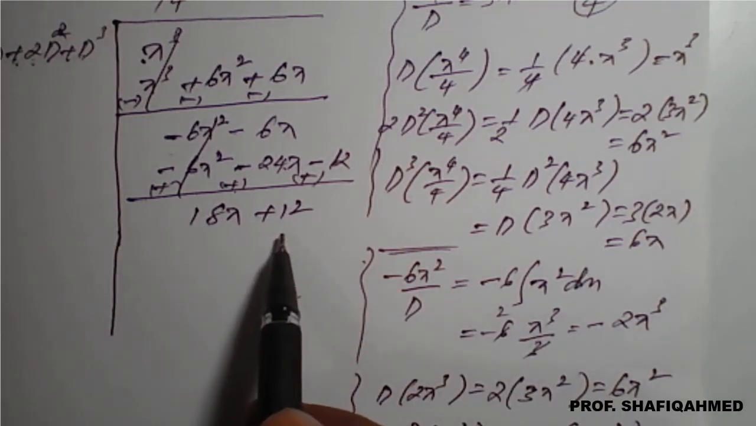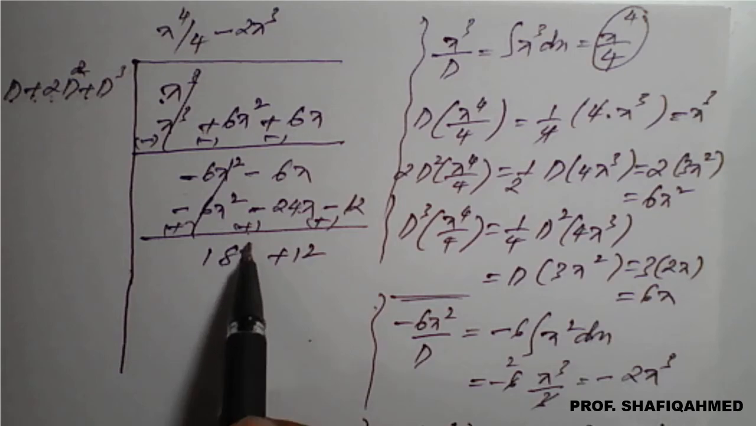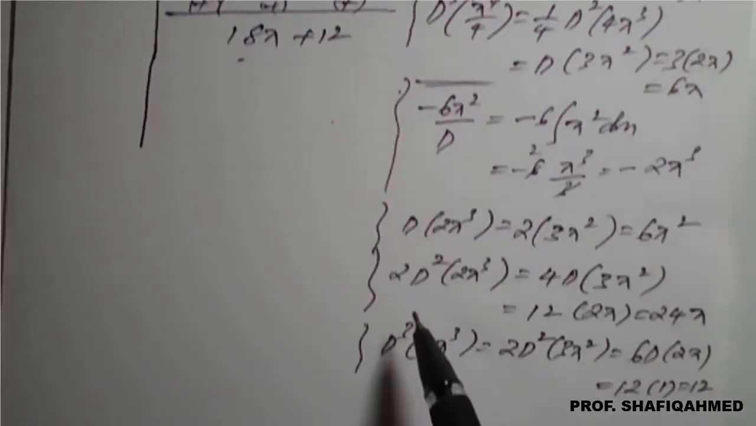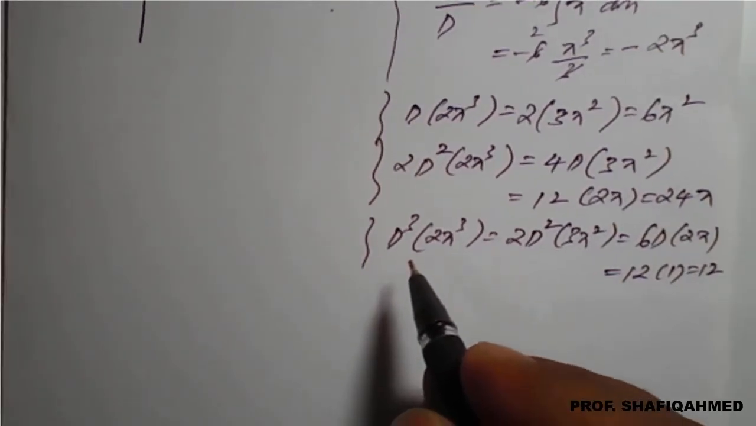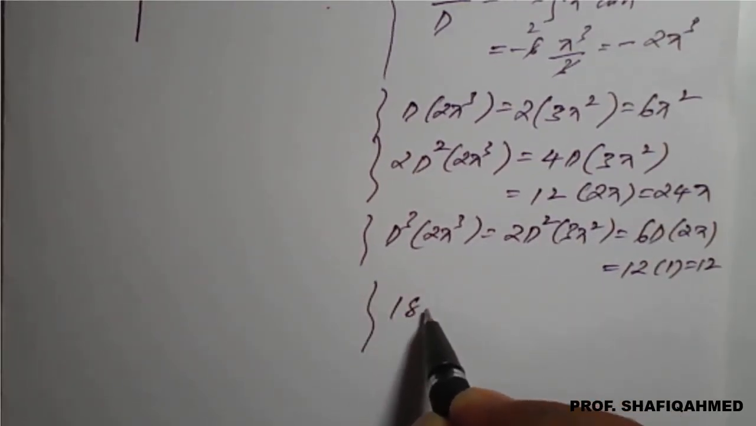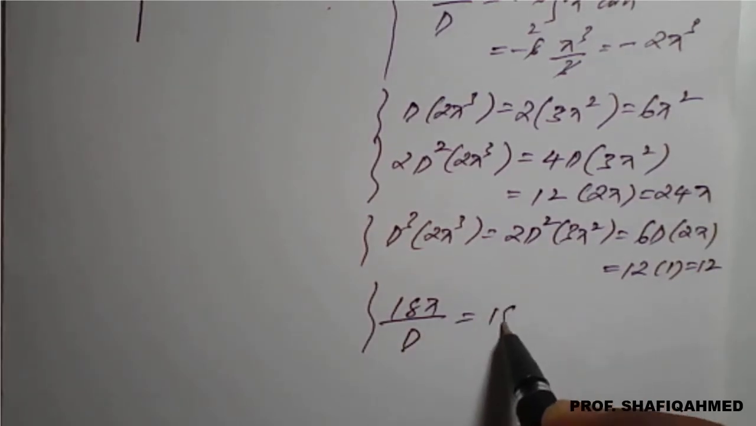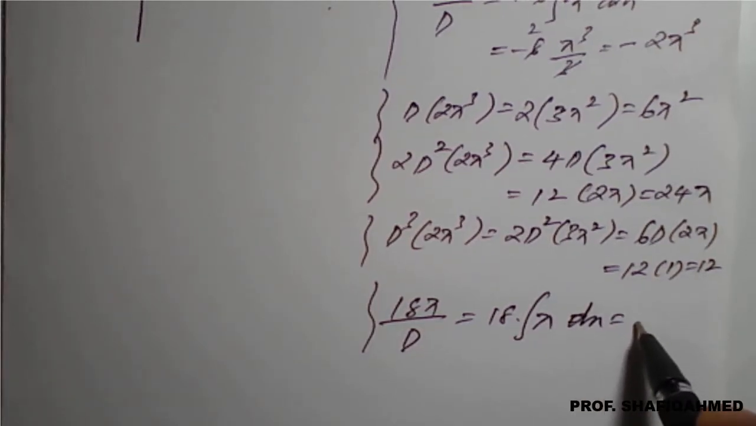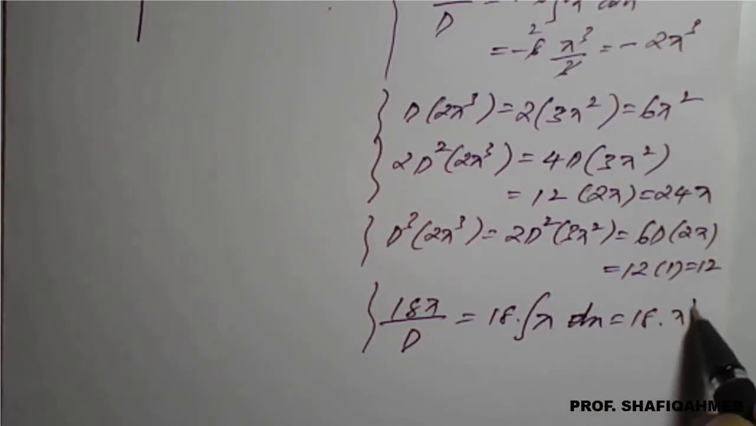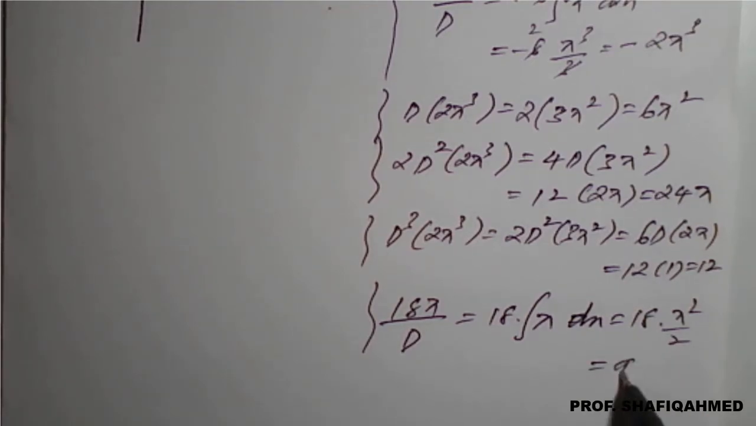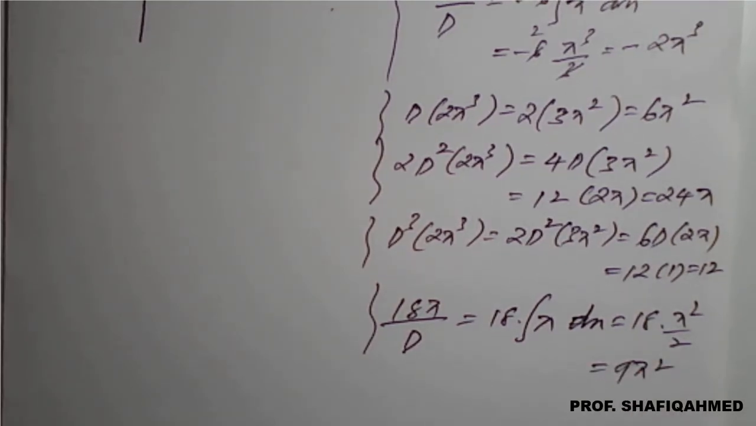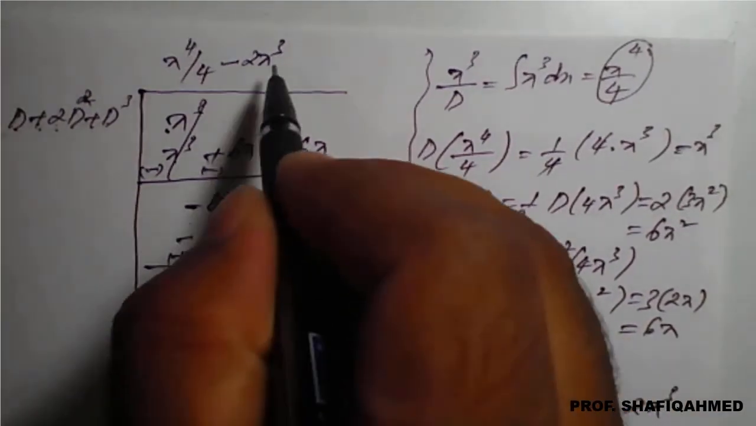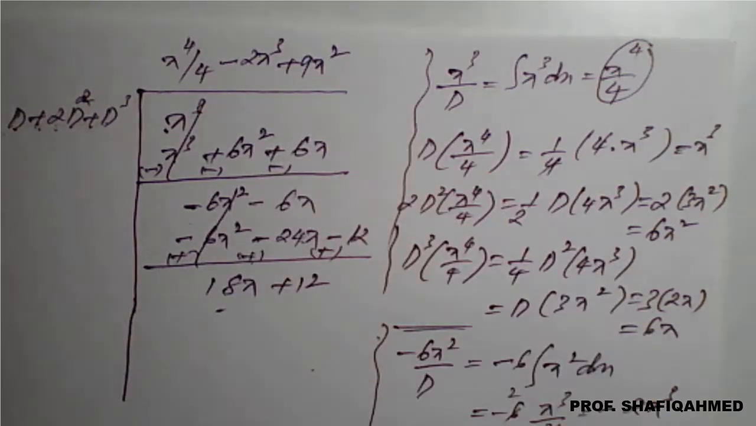So again it is a polynomial. You can see here again it is a polynomial. So again the first term of this polynomial divided by the first term of this dividend. So therefore it will be 18x divided by D, that is 18 is a constant, integration of x dx. So integration of x is nothing but 18 into x square by 2, which is nothing but 9x square. So that 9x square we'll write here. So plus 9x square.